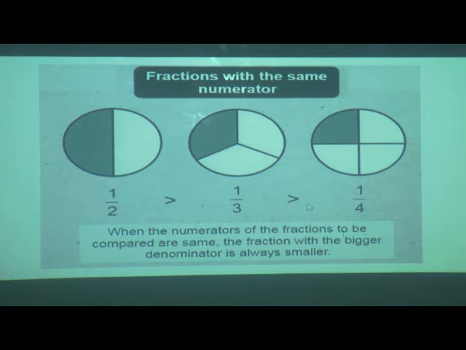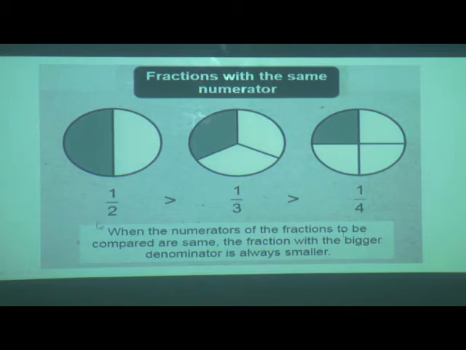So when the comparison word comes, and all the numerators are the same, then you have to check the denominator. The higher the denominator, the lower the fraction. Again I am saying, when the denominator is the bigger number, the fraction will always be low, or we can say it is small.